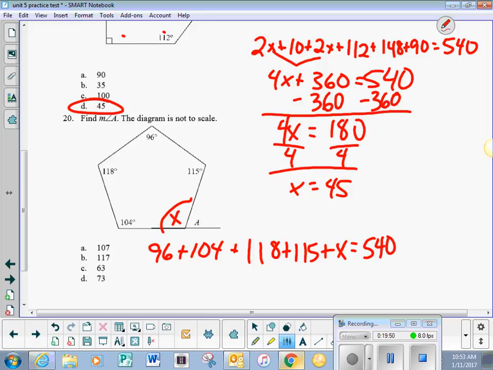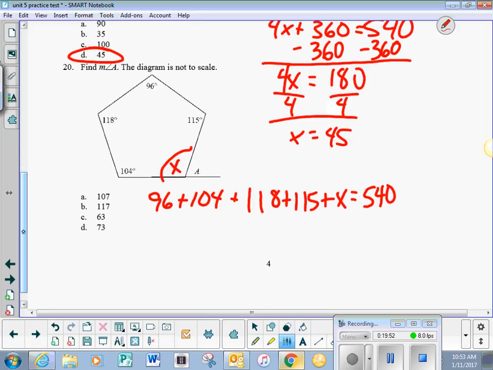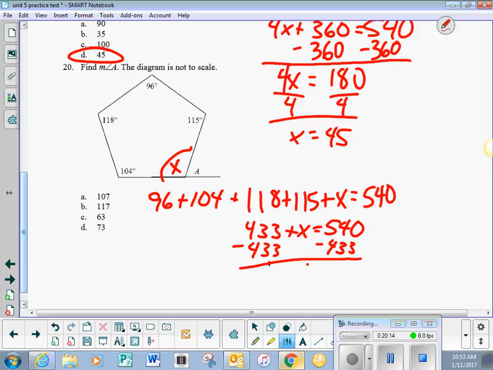Right? So I need to find x. To do that, I'm going to simplify before I solve. This is 200, 318, 418, 433. Okay? We're going to subtract 433 from both sides. So x is 107. I'd be writing this down, Zach and Landon.